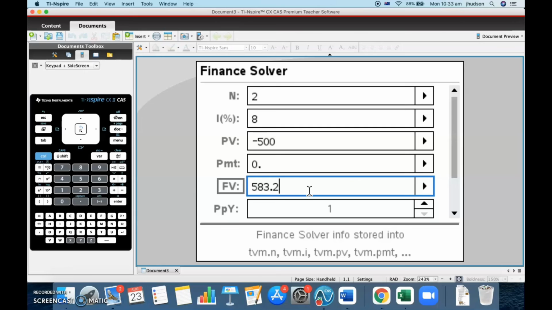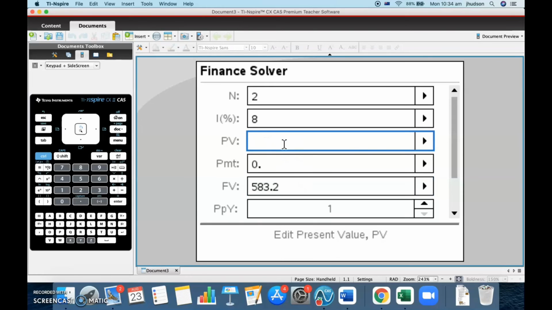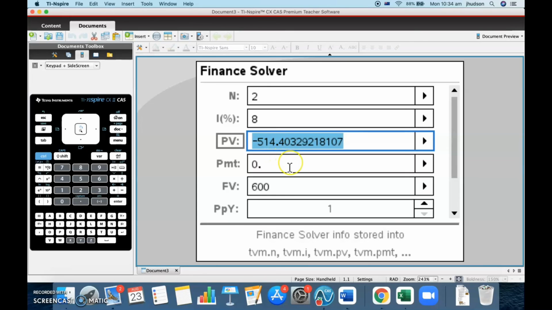So again, depending on the question, you're going to put different numbers in here. Whatever you're trying to find out, you'll press enter on. So let's just say we didn't know what the present value was, but we're told that the future value was 600. If I go up here and press enter on present value, it's telling me that I must have made a $514 deposit or investment.